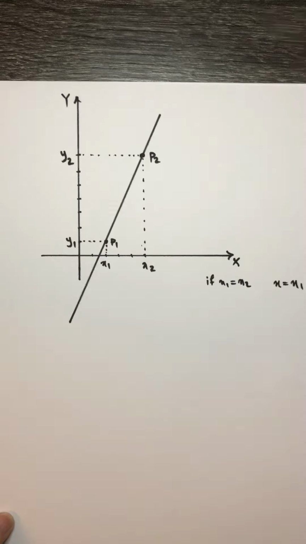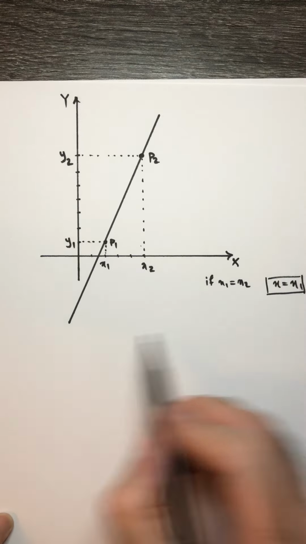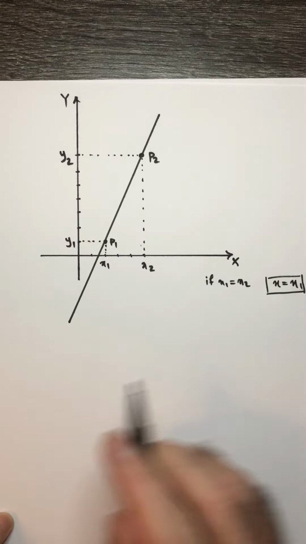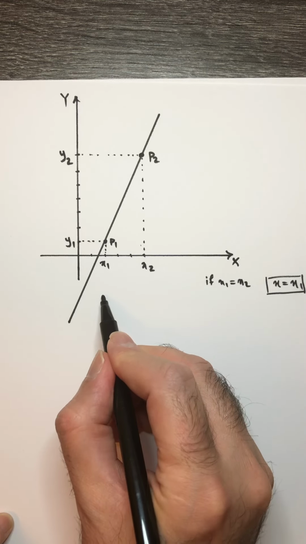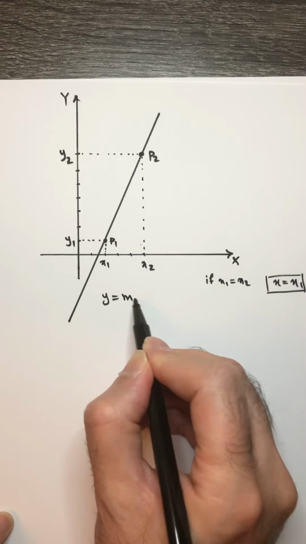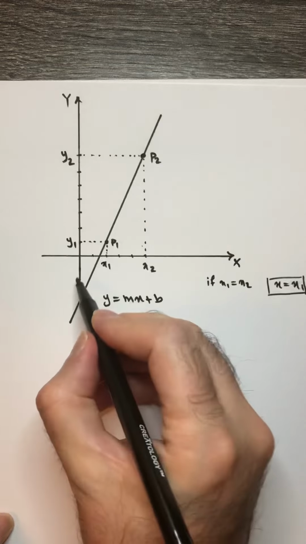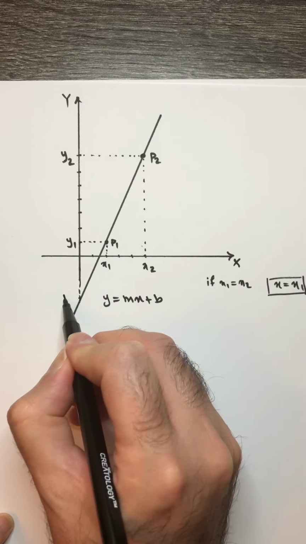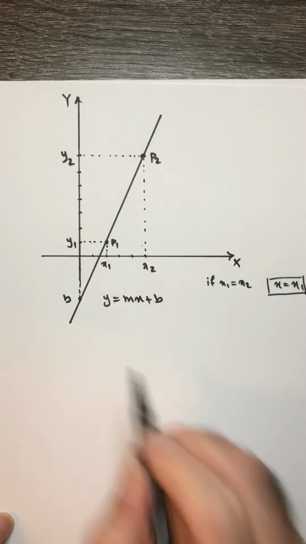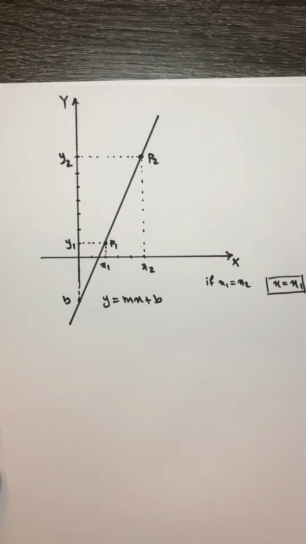or x equals x2 because they are equal. So that's it. But if x1 and x2 are not equal, then we can write the equation of the line as y equals mx plus b, where m is the slope of the line and b is the intercept with the y-axis. So this is b for this line. So we want to find m and b. If we find m and b, then we have found the equation of the line.